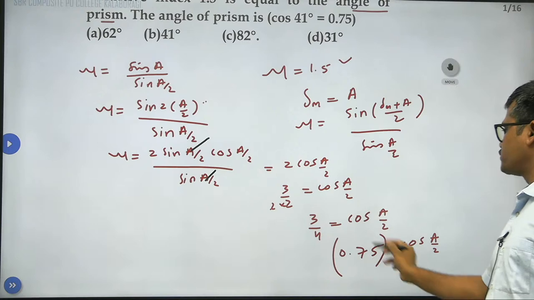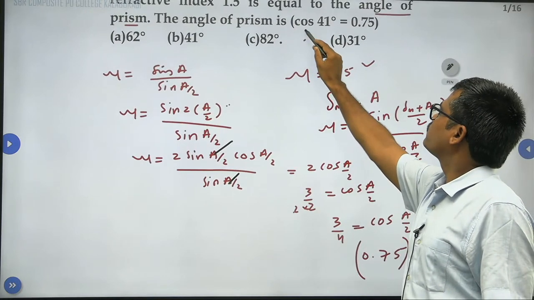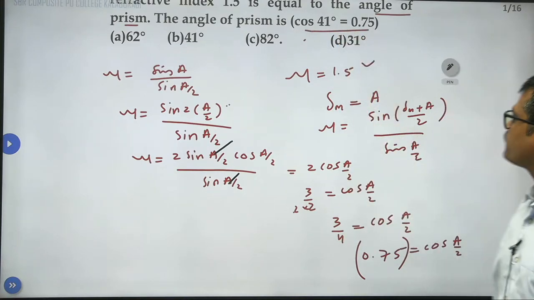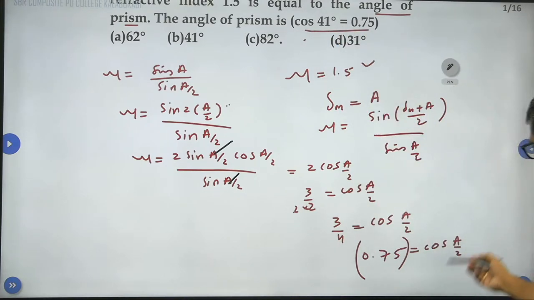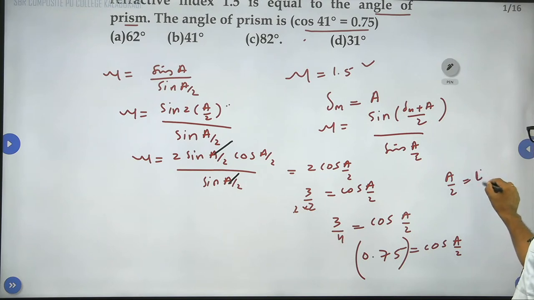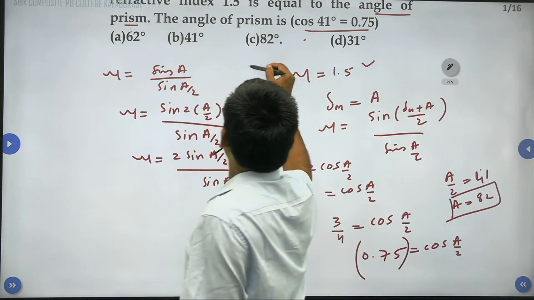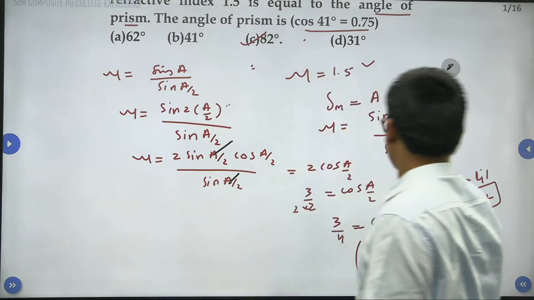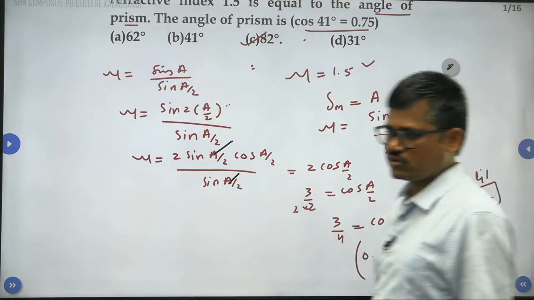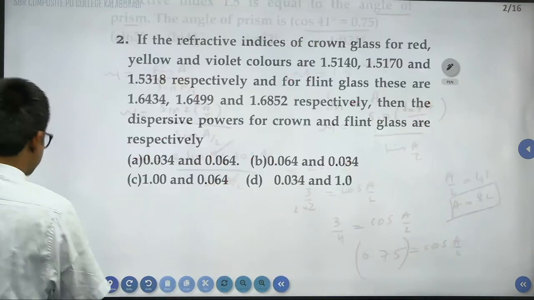0.75 they are given here, no? 0.75 will be the value of what? Cos 41 degree, no? Then can I take cos 41 in its place? So what should be the answer then? Therefore, A by 2 is equal to 41. Then what should A be equal to? 82 degree, definitely. So I'll go with this answer. Am I right? What should be the angle of prism? 82 degree. Done? Okay. Now, let me move on to the next one.